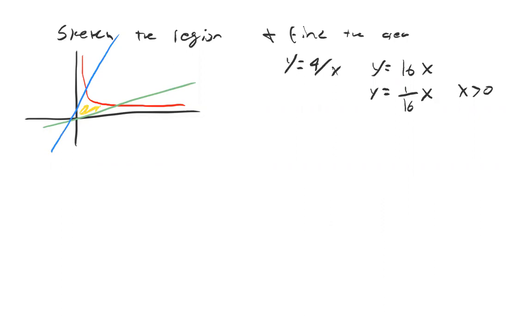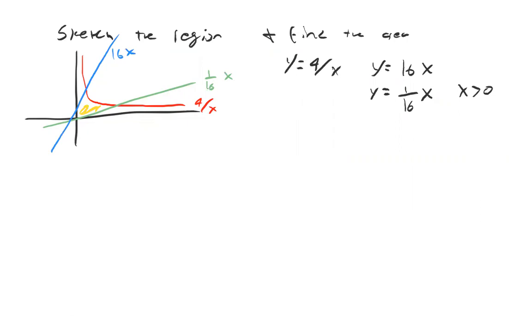To do this, we have to determine what our integration variable is. Looks like x. Yeah, x should be okay to use. You can use y also. So let me label which function is which. The green one is 1 over 16x. The red one is 4 divided by x. And the blue one is 16x.